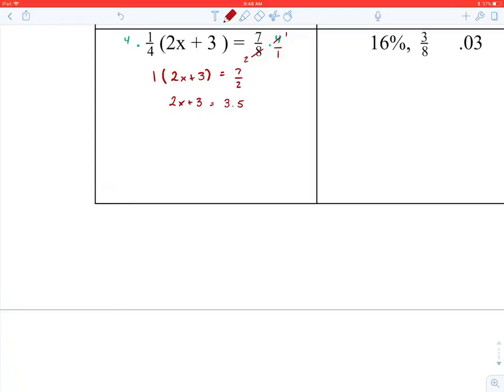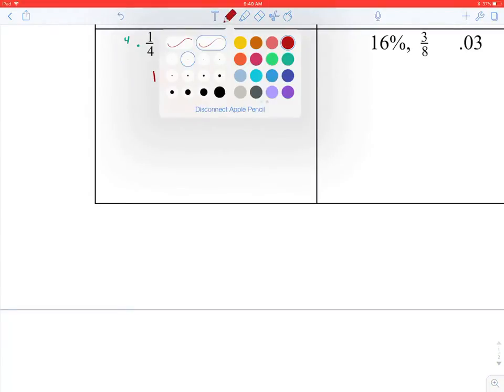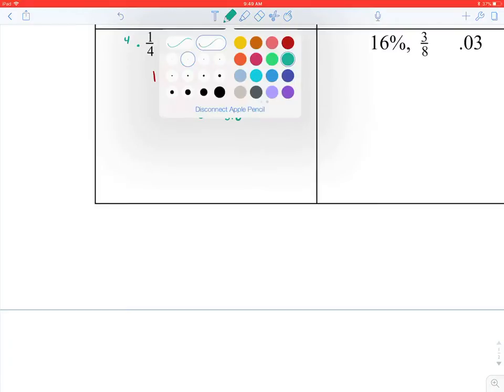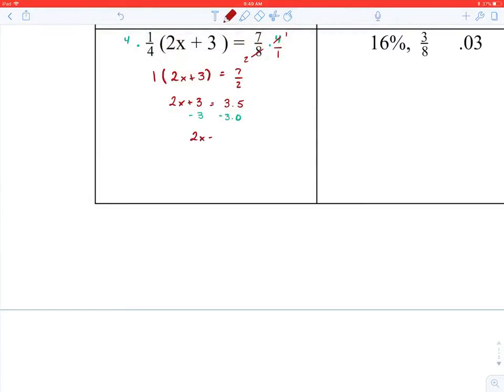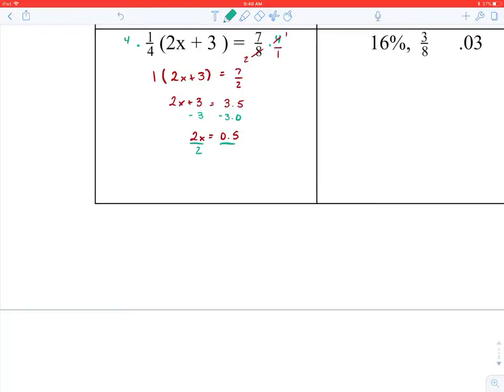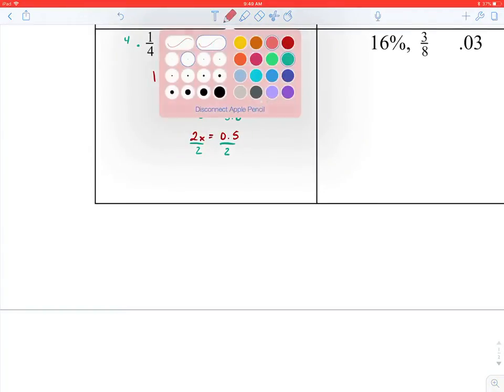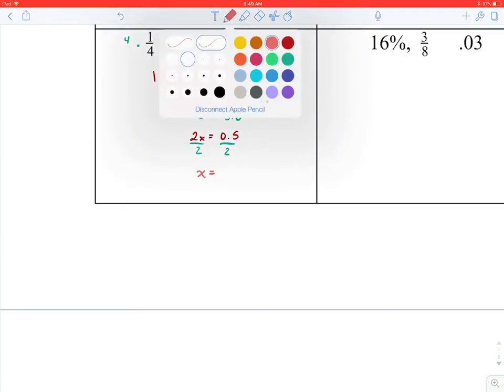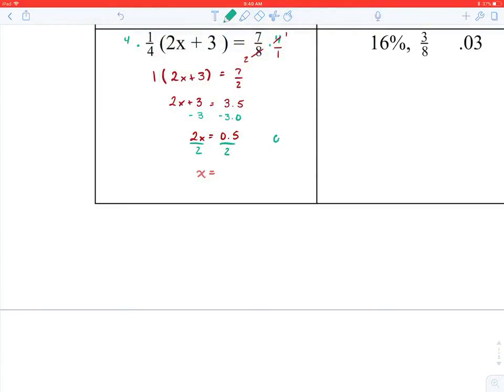And then now we just solve out using our regular two-step equation process, which is taking away the fake friend first. It's going to leave you with 2x is equal to 0.5. And then now dividing both sides by a positive 2 leaves you with x is equal to, and then let's figure out what that new value is going to be.